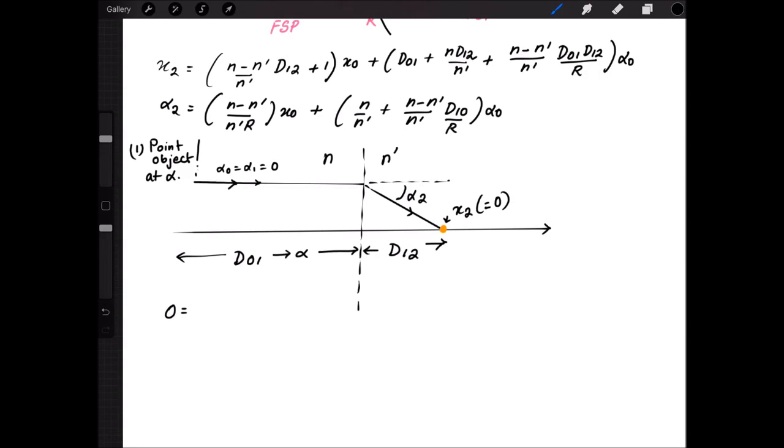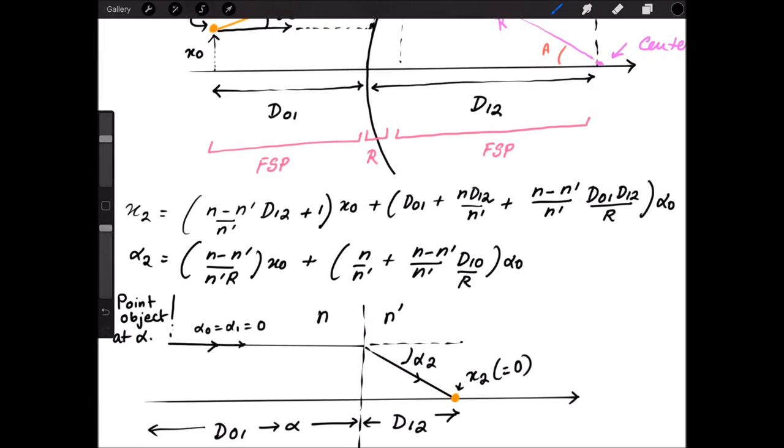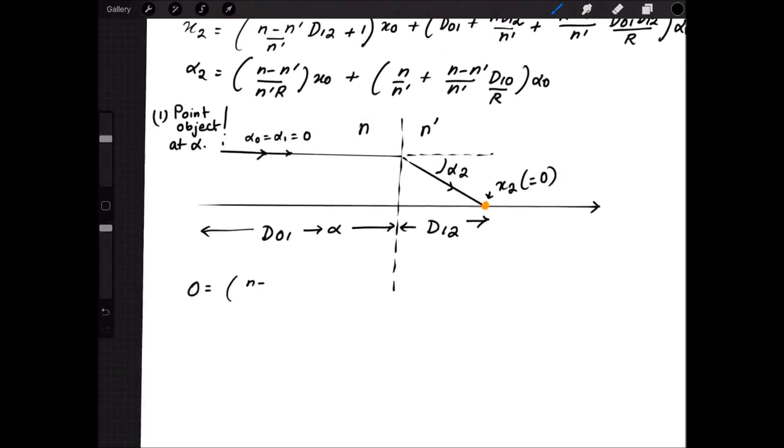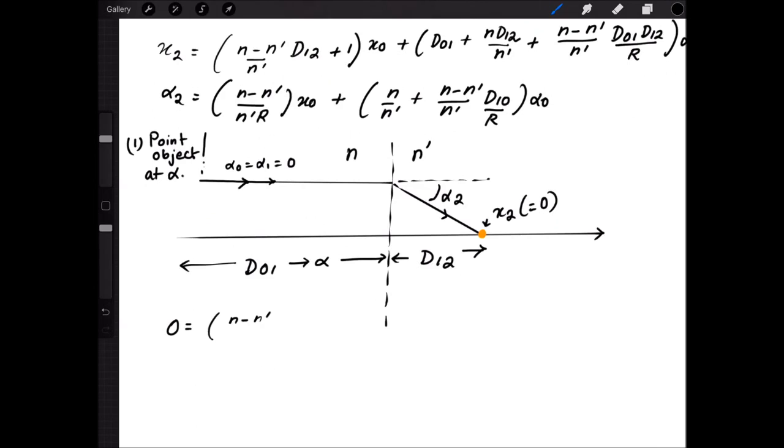So the first term we have, so I changed the refractive index notations from n1 and n2, what I was using previously, to n and n prime. That's now similar to what we have in the slides. But the idea is the same. d12 plus 1 times x naught. Right. And for the angle, we have alpha 2 equals n minus n prime over n prime r x naught. So we have a finite height x naught, yes.